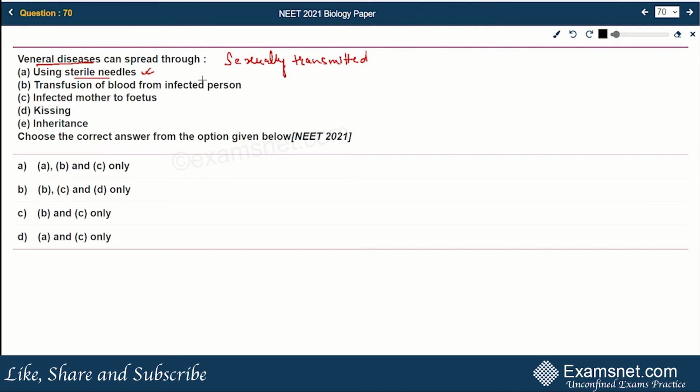The next one is transfusion of blood from the infected person. Again, blood is a body fluid, so if this happens, then these will be transmitted. Then the next one is infected mother to fetus. Again, it is true, it can cause the transmission of sexually transmitted diseases. Next is kissing. Kissing is a physical process, right? It does not include the transfer of body fluids. So this is not the correct answer. And the last one is inheritance. So inheritance is also not responsible for the transmission of venereal diseases. So the only true ones are A, B and C. So option A is the correct one.